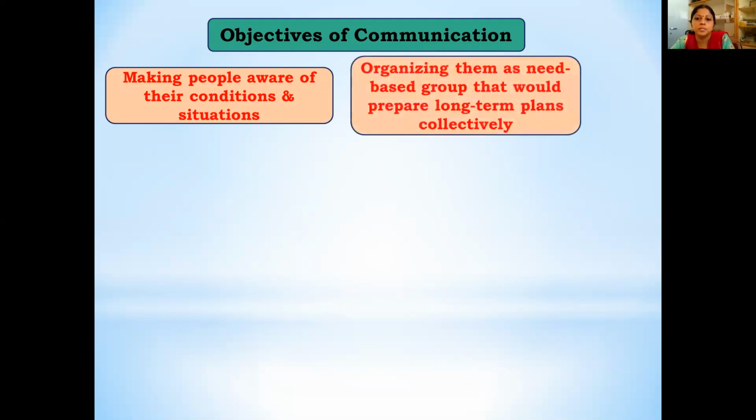And the next objective is organizing them as need-based groups that would prepare long-term plans collectively. That means when we are working together, especially in a group approach or maybe in a political party, people communicate with each other to make themselves an effective group. Good examples are youth organizations, farmers clubs, self-help groups. All these are brought together based on communication. We are communicating and knowing each other, and based on the requirements of each other, we are organizing them into a group to achieve long-run objectives or goals.